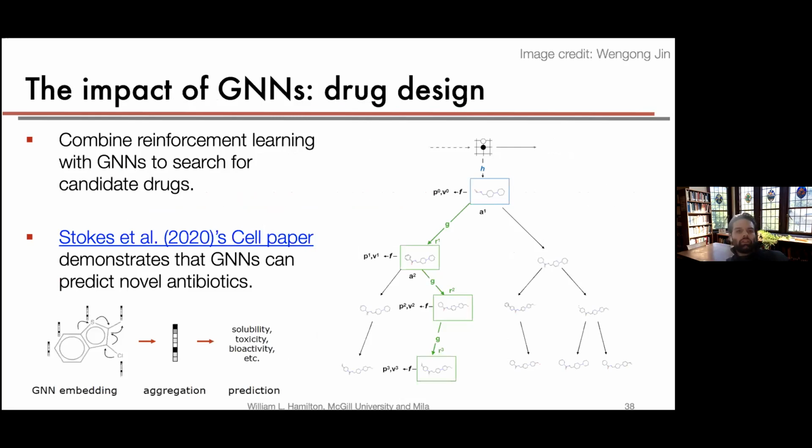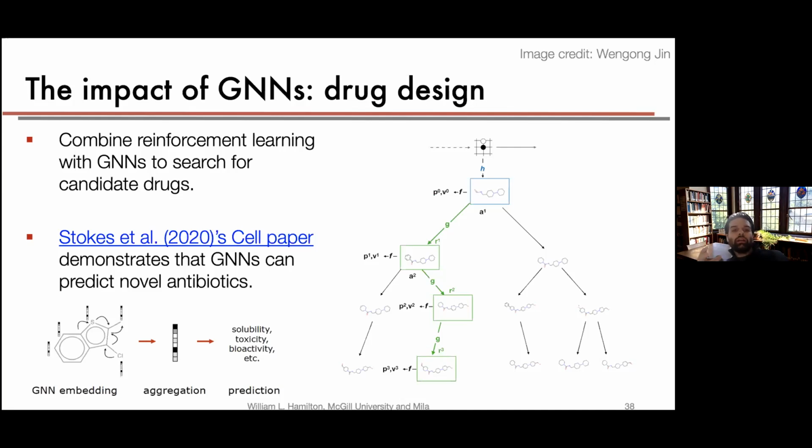Now, in terms of impact, just to take a step back and think about what graph neural networks have done, where they've seen a lot of success. I think one of the most important impact areas for graph neural nets has been in computational drug design. So we can do things such as combining reinforcement learning with GNNs to search for candidate drugs. So for example, there was a really fantastic paper in Cell last year demonstrating that GNNs could be used to predict novel antibiotics. And the idea here is that we're using GNNs to generate representations of molecule graphs. So here we generate the node embeddings, and then we aggregate all these node embeddings together as a representation of the whole molecule. And then we can predict properties of these molecules based on their embedding.